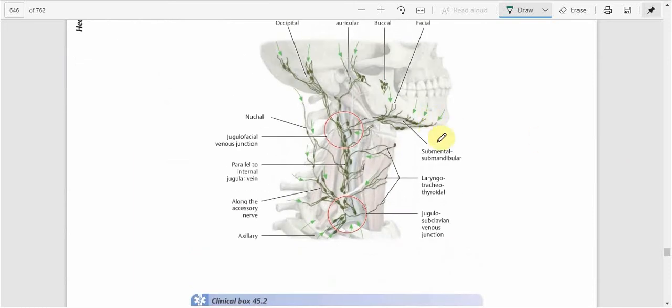First deep node you need to be able to remember is the submental-submandibular lymph nodes, because they're so close to each other. And these are very important, especially the submandibular lymph node, because they have a wide area of distribution, so they're clinically important.